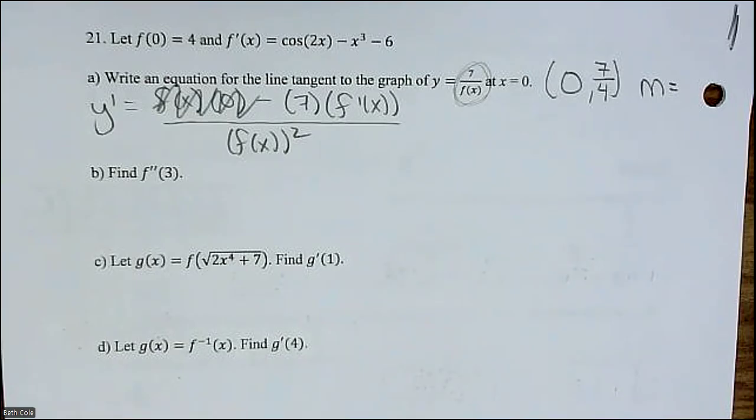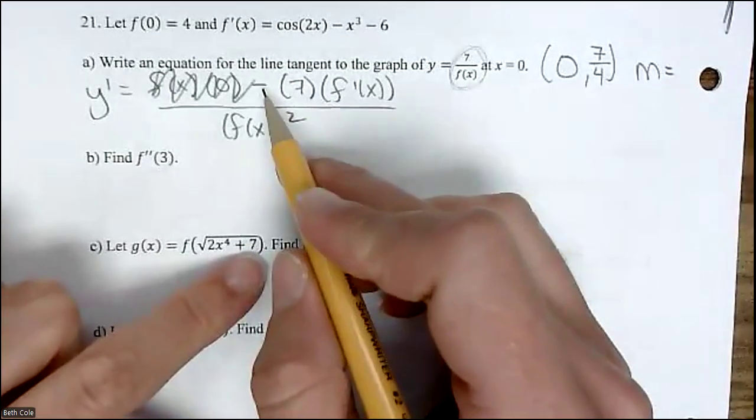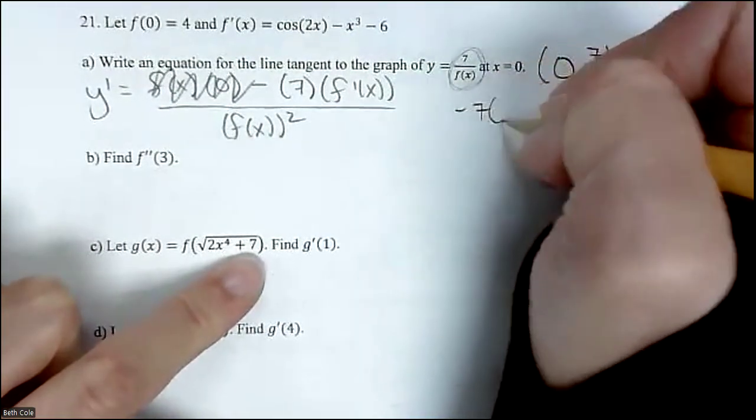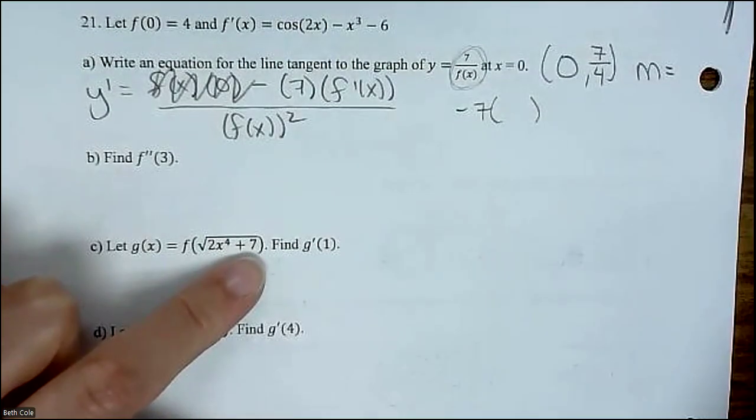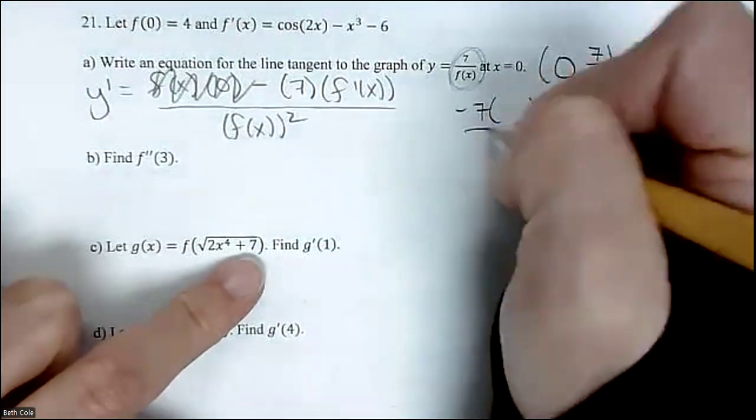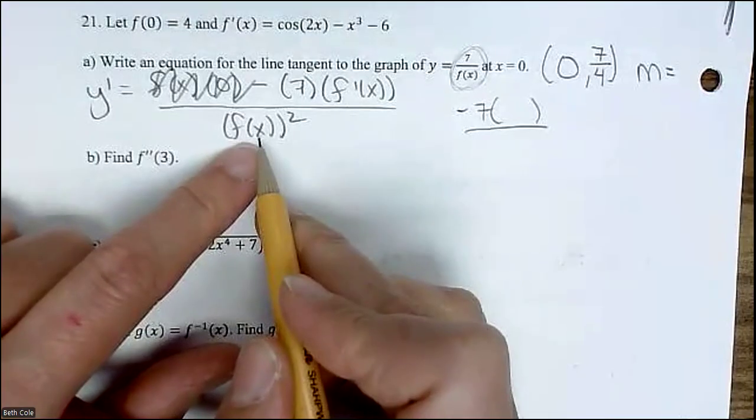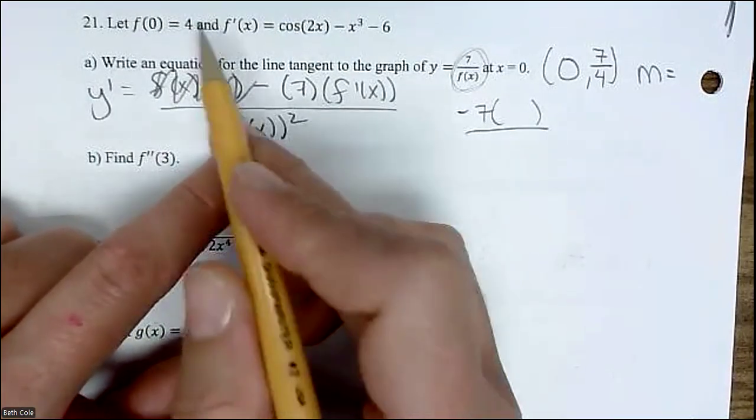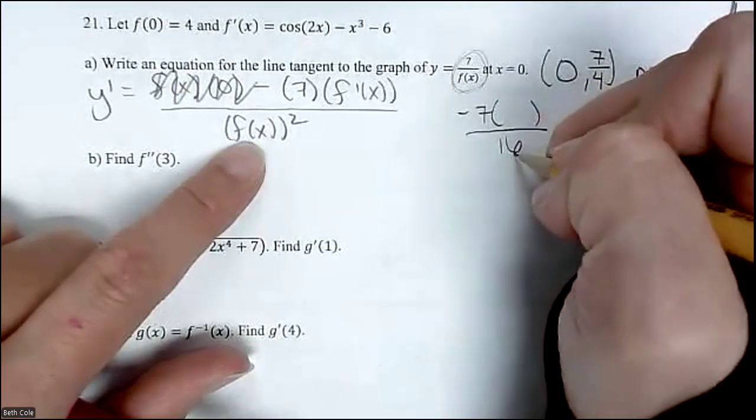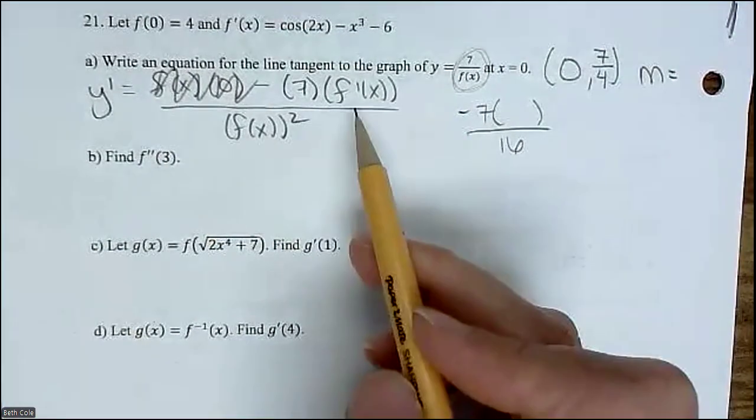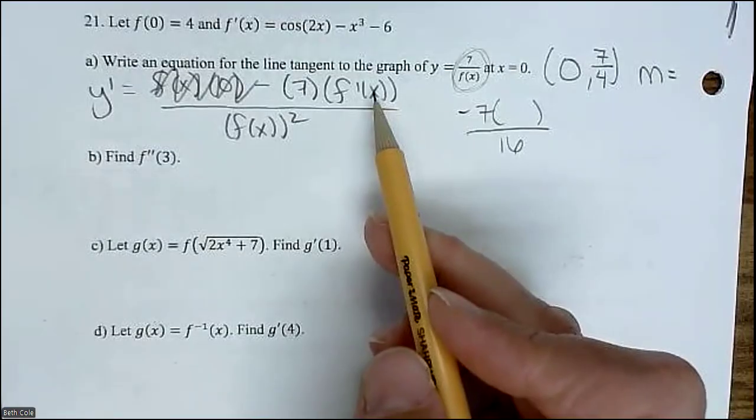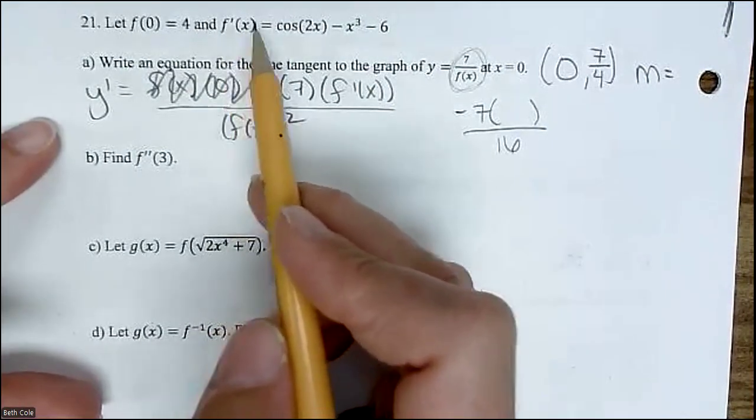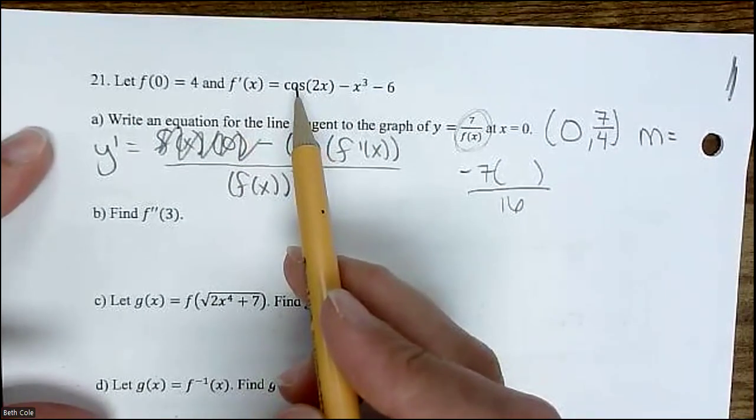We're now going to plug in 0. So in the numerator, we're going to have -7. I'm going to leave that for a second. Just hold off on that. We'll come back to that. F of 0 squared. Well, what is F of 0? They told it to you. 4. So 4 squared, 16. I'm coming back to this. We have to do F prime of 0. Do you see how this is F prime right here? We're going to plug in 0.